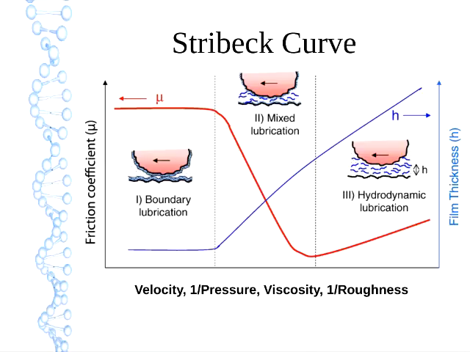So on the y-axis here we have coefficient of friction, and on the x-axis, every time you see it, it could be something slightly different, but different parameters you can have are velocity, the inverse of pressure, viscosity, and the inverse of roughness. Sometimes you'll have several of these multiplied together. Sometimes you'll have a parameter that's calculated that's based on these values.